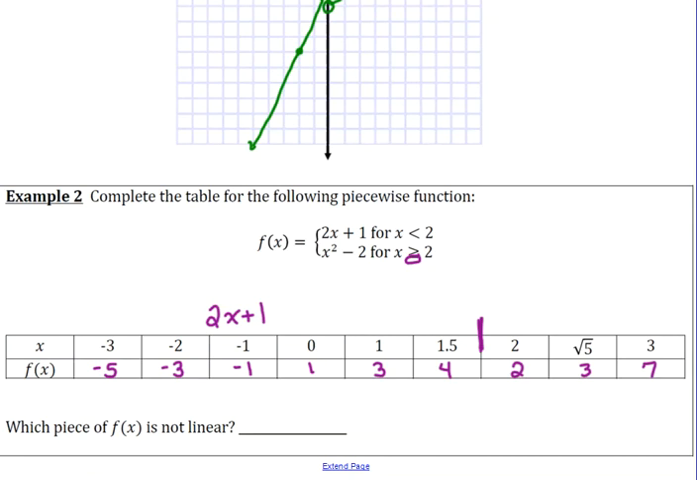Tell me this, which piece of the function is not linear? The first piece or the second piece? The second one. The second piece is quadratic. So you would write x is greater than or equal to 2 for the answer to that question, because that identifies what part of the function. Okay? For x is greater than or equal to 2. Questions?